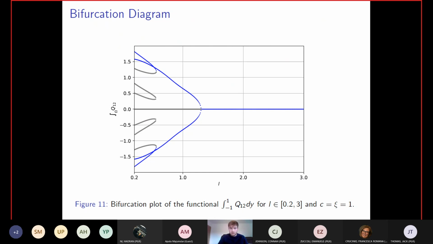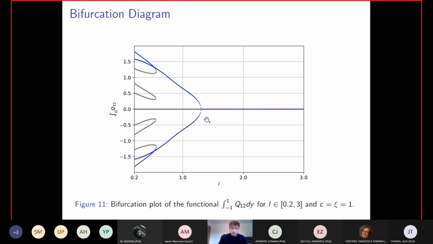And finally, let's look at a bifurcation diagram which supports the uniqueness result and the second variation analysis we've done. And so for large L here, you can see we have one unique and therefore stable branch corresponding to Q12 being equal to 0, and so that's an OR solution. And I should have said from the start actually, blue is stable and grey is an unstable solution.